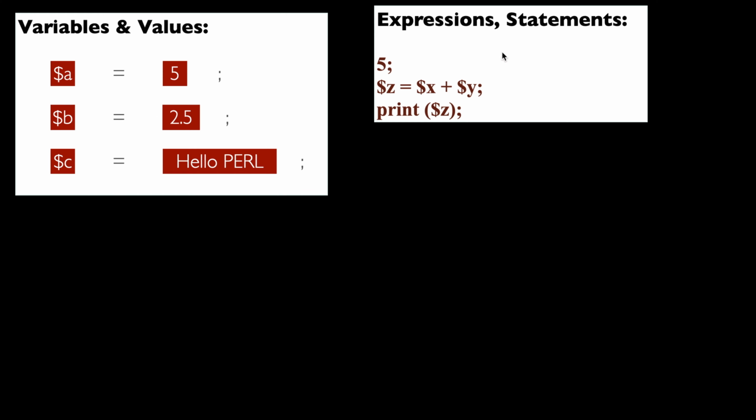In Perl, an expression is anything that returns a value. For example, here 5 is an expression that returns a value of 5. And in the second statement, $x plus $y is an expression that returns the sum of these two variables. Basically, a statement is made up of expressions, and a statement is executed by Perl at runtime. Do note that in Perl each statement must end with a semicolon.